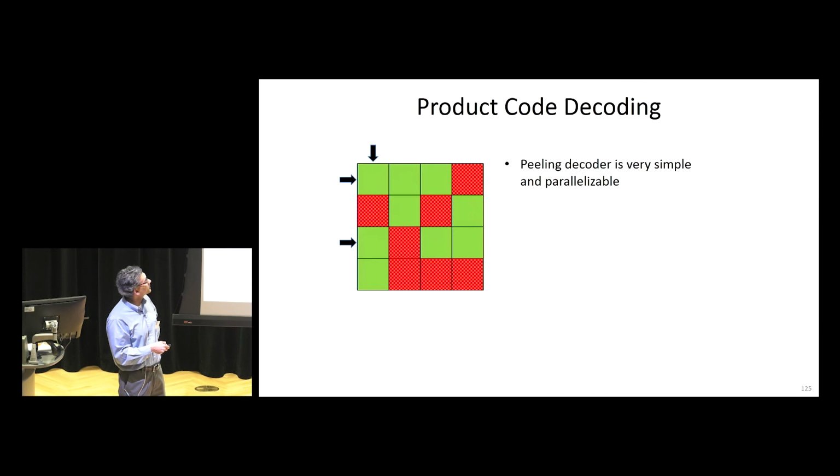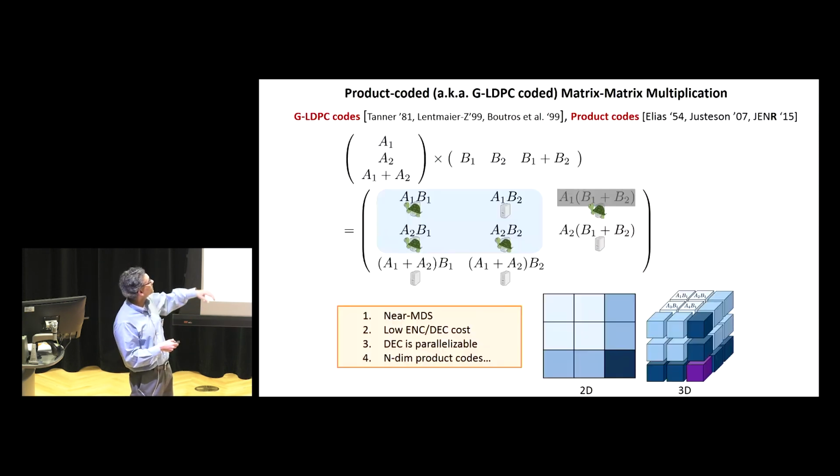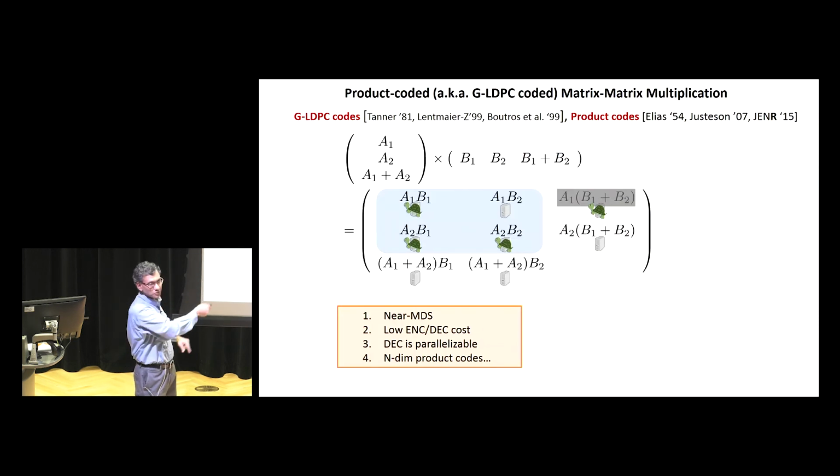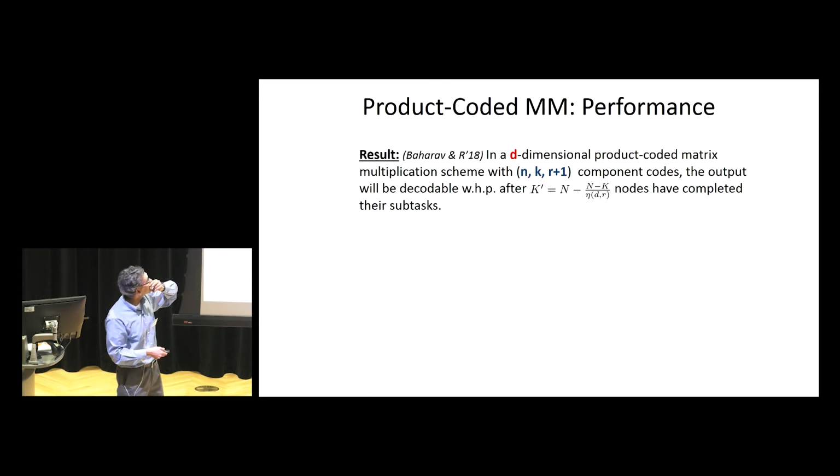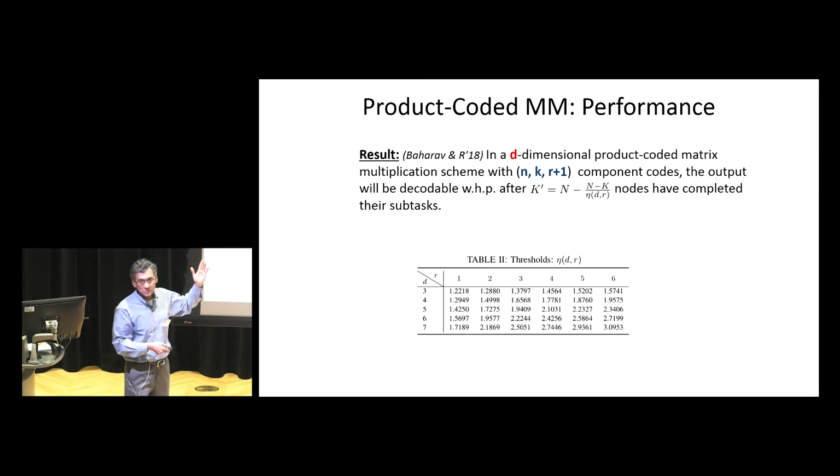And product code decoding is exactly the peeling we have seen before, because the constituent codes are given there. Each row and each column has a constituent code. And you just make sure, as long as you can decode it, you will peel it away. And an interesting result, this is a connection to generalized LDPC codes, is that you are almost MDS in that you can wait for almost n minus k, exactly k. It's slightly smaller because of this ratio eta of d, r, similar to the thresholds we saw earlier.